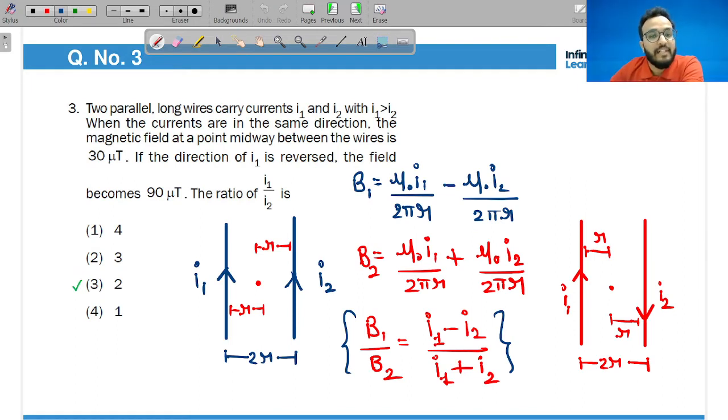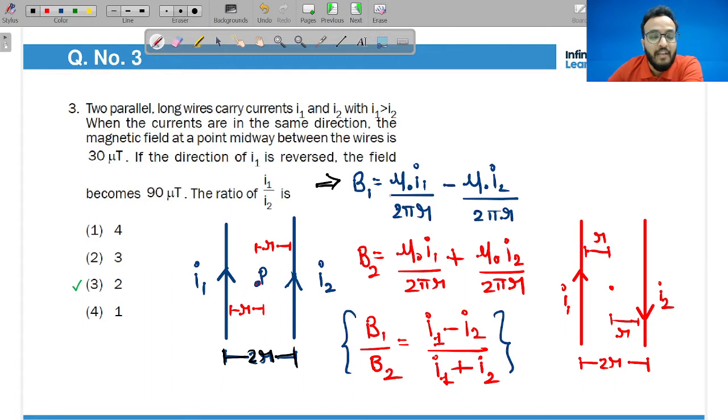Two parallel long wires carry currents I1 and I2 such that I1 is greater than I2. Perfect. When the currents are in the same direction, the magnetic field at a point midway between the wires is 30 microtesla. Let's say this is the point P where we need to find the magnetic field. At this point, the magnetic field is initially B1, which is mu naught I1 by 2 pi R. Since it is midway, and the distance between the two wires is not mentioned, we will take it as 2R.